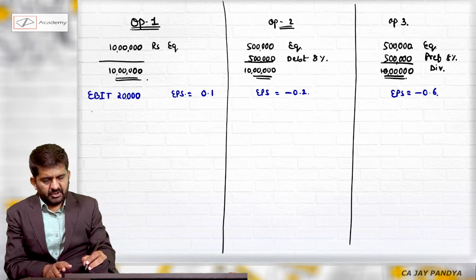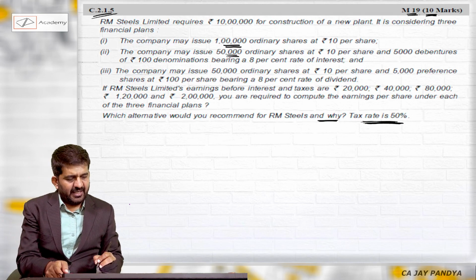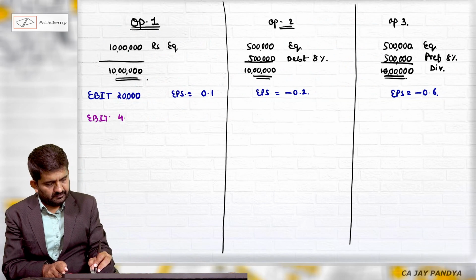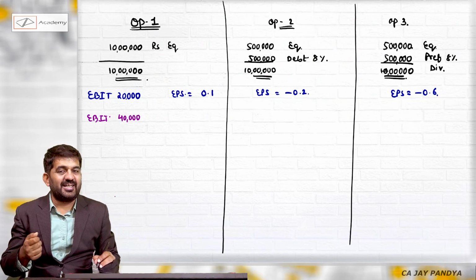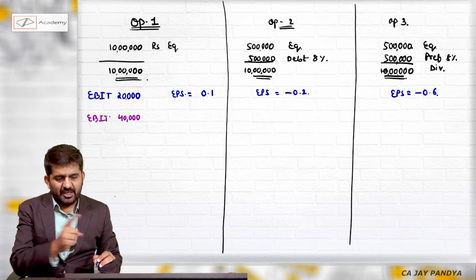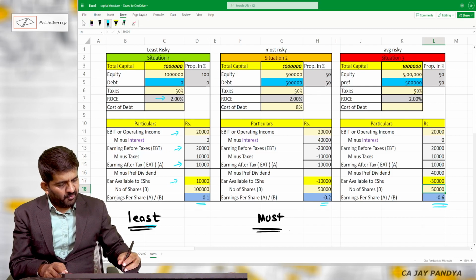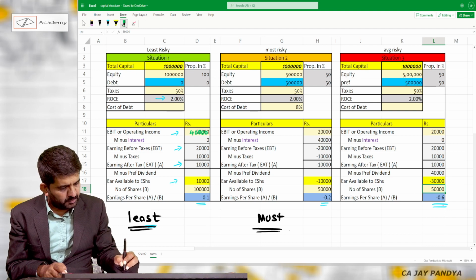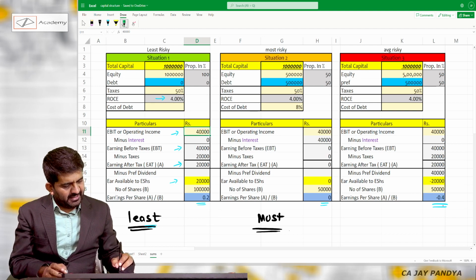Let us go to another situation where EBIT is 40,000. As far as you are concerned, if this question is asked in an examination, you will have to write down everything again and solve everything again. But for me it is easy because I just need to change this figure, which is 40,000. What will be my EPS in situation number 1? 0.2.